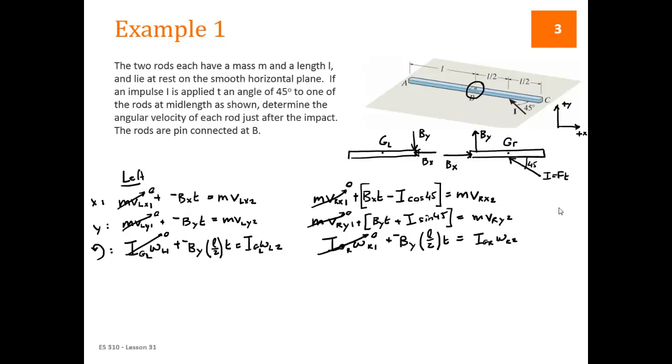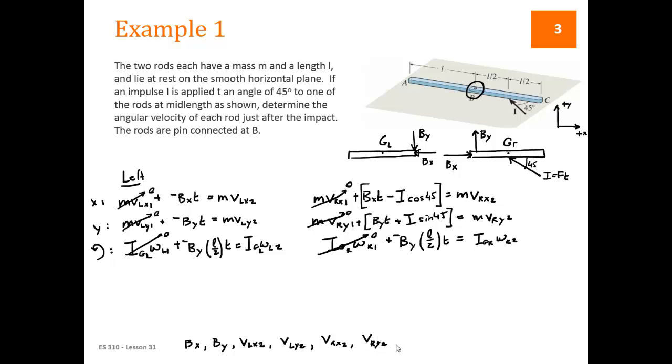So currently, let's list out our unknowns. We'll start writing them across the bottom of the page here. We do not know what Bx is. We do not know what By is. We do not know what the velocity of the left-hand bar in the x direction final is. We do not know what the velocity of the left-hand bar in the y direction final is. We do not know what the velocity of the right-hand bar in the x direction final is, or the velocity of the right-hand bar in the y direction final.